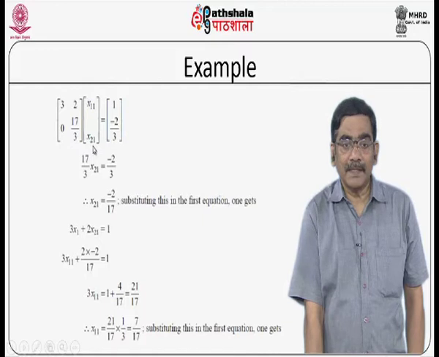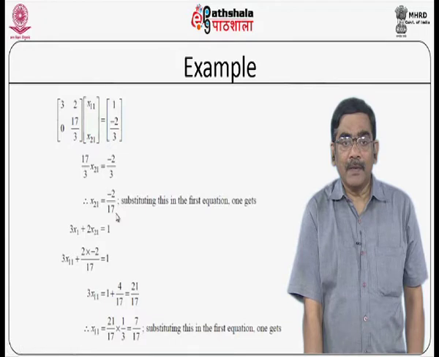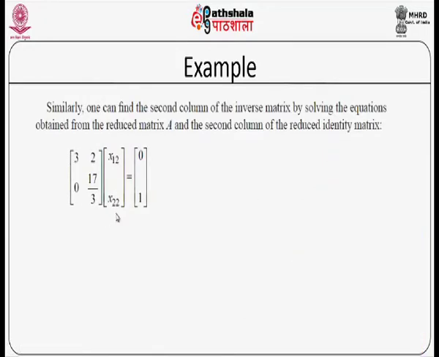Now you can see that the values of these elements are going to be 7 by 17 and minus 2 by 17. So, this represents the first column of the matrix inverse. Similarly, we can find the second column of the inverse matrix by substituting the second column of the identity matrix, 0 and 1.